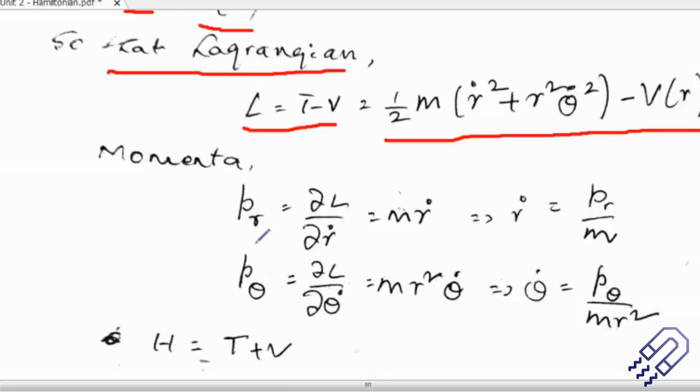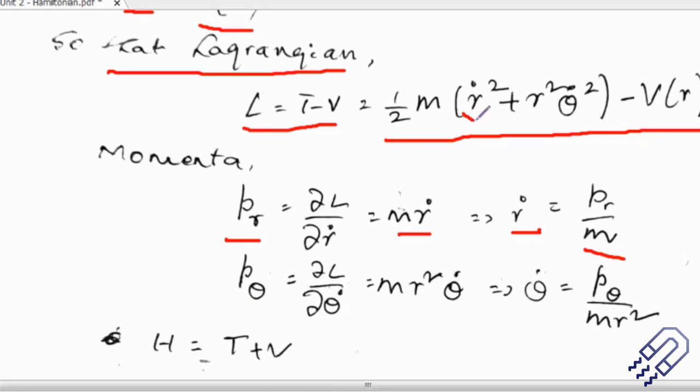So there we will actually drop back to our conventional ways of writing, and that's p_r is equal to m r dot, and that's very important. And r dot is equal to p_r by m, and then we have two coordinates here.